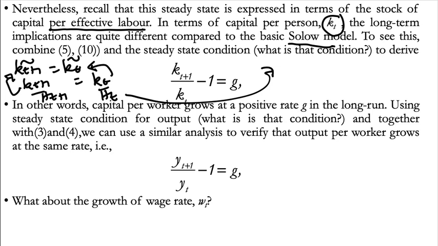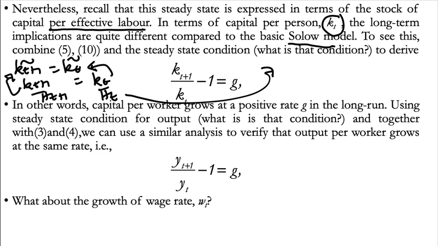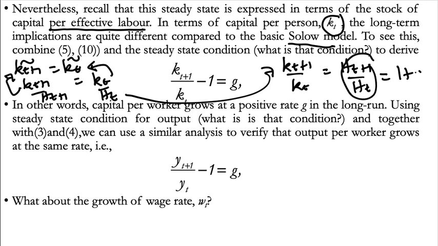Where is 10? This is 10. ht plus 1 equals 1 plus g ht. So we need to use 10. Cross multiply first and then use 10. So when you cross multiply, you have something like this. kt plus 1 over kt, small letter, yeah? And then you have ht plus 1 over ht. Okay, and then we know that this one is actually equivalent to 1 plus g, isn't it? Given by 10. Okay, then from here, you can come up with this. Okay, rearrange it, you can come up with this.